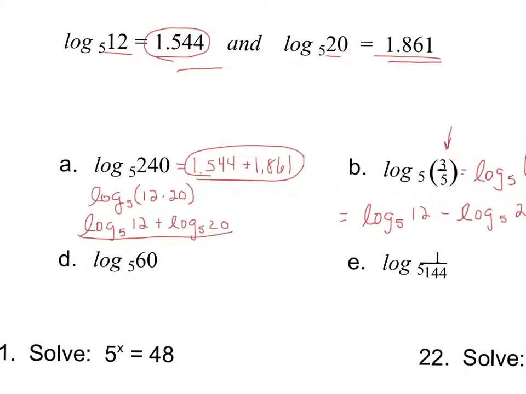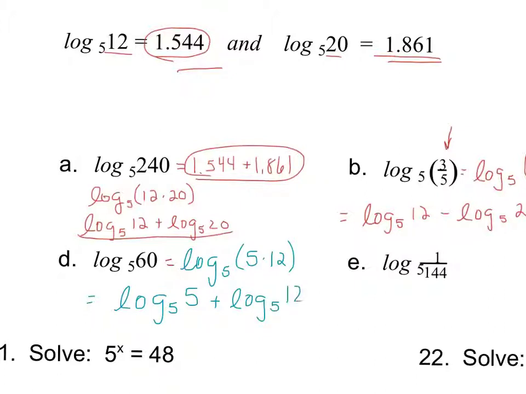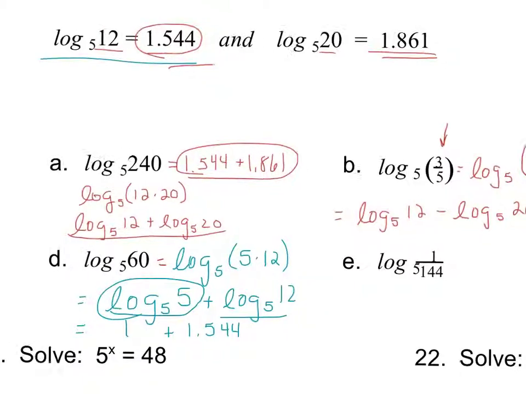Number 5, a little bit tougher. We're going to get a little creative here. I'm going to write this as log base 5 of 5 times 12, because that equals 60. That's log base 5 of 5 plus log base 5 of 12. Now, log base 5 of 12 I know from above, and log base 5 of 5 I also know because it's going to just be 1. 5 to what power gives me 5. So we can use the information that we know to determine it. And we certainly know log base 5 of 5.